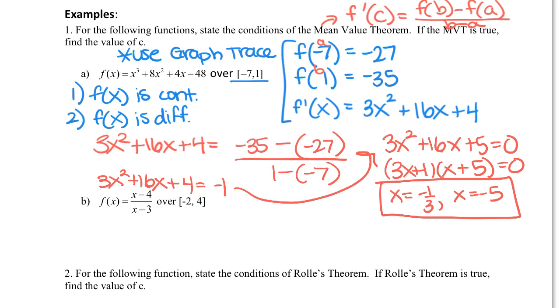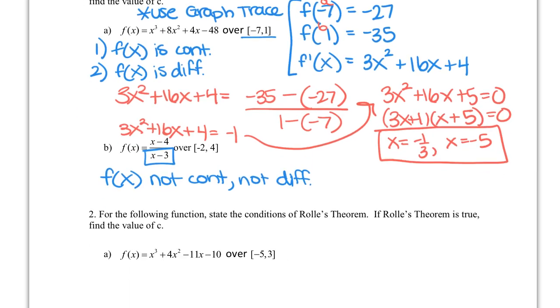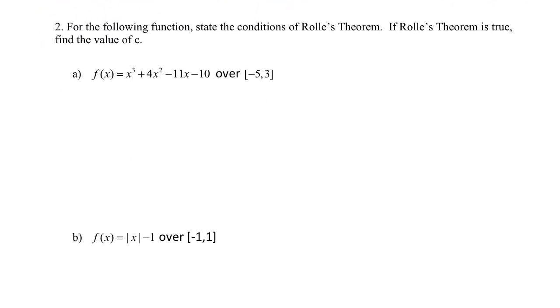First, we have to check the criteria of the mean value theorem, and this one has an asymptote. You notice there's an x minus 3 in the denominator, so that means that f of x is not continuous because there is an infinite discontinuity or asymptote. It's also not differentiable for the same reason, because of the discontinuity. So now let's look at some Rolle's theorem examples.